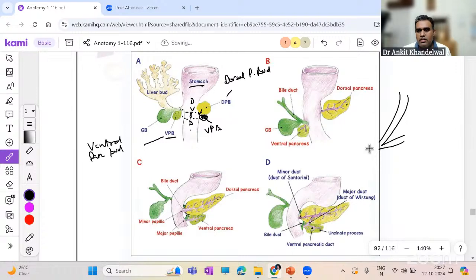So you have this major pancreatic papilla over here, and both the CBD and the main pancreatic duct are opening at the same place. How? Because the ventral bud took the CBD along with it. Now, why is this knowledge important? If it does not go around, then there will be common variations and anomalies in the development.